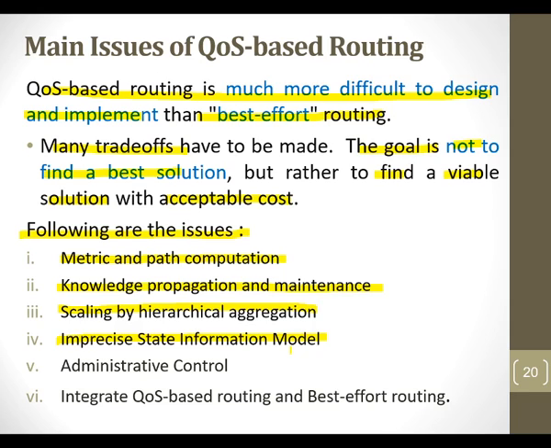The fifth issue is the administrative control. There are some control issues regarding the quality of service. The first one, flow priorities and preemption. Different flows in the network have different quality of service requirements. Thus, they should have different priorities. Critical flows can be assigned higher priorities than the other flows. When the resources are not enough, such flows can preempt the resources from flows with lower priority.